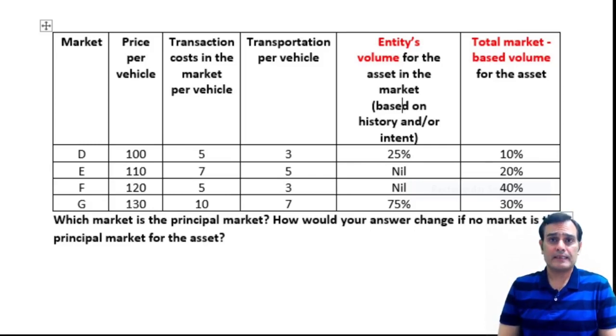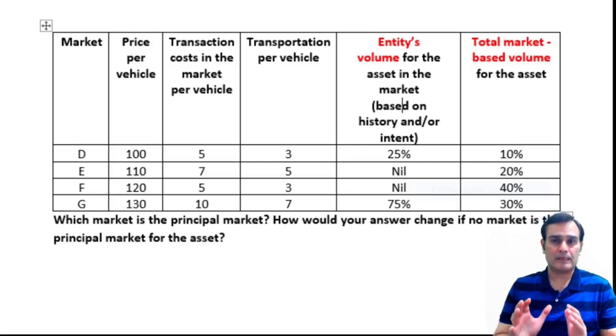Now, if you look at an example to illustrate the concept of identifying the most advantageous market, you can see that there are a total of 4 markets, D, E, F, and G. We're given the price per vehicle, we're given the transaction and the transportation cost, and I'm given the entity's volume, and I'm also given the total market-based volume. Now, there are 2 requirements of this example. Which market is the principal market? And would your answer undergo a change if there is no principal market?